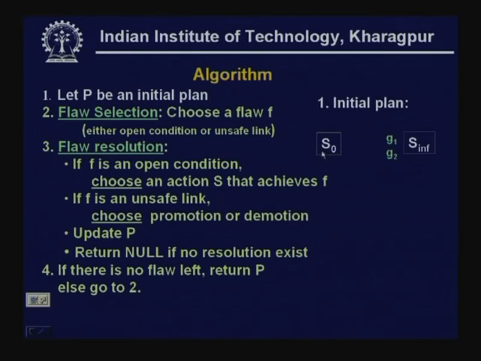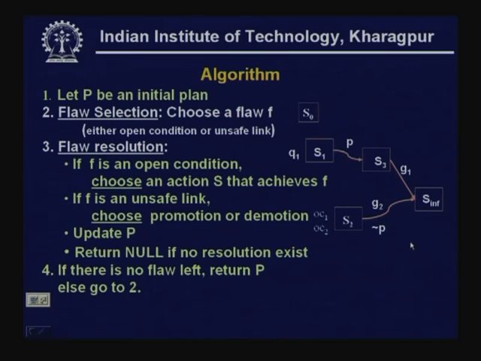So, this is the initial plan, S0 is the initial state, Sinf is the final state, G1 and G2 are the open conditions of Sinf. This is an intermediate partial plan. Here we have Sinf. Sinf has the preconditions G1 and G2. S2 achieves G2, S2 deletes P. S3 achieves G1 for Sinf. S1 achieves P for S3. S1 has Q1 as its prerequisite. S2 has OC1 and OC2 as its prerequisites.